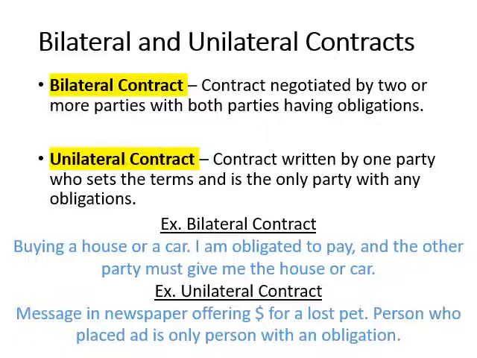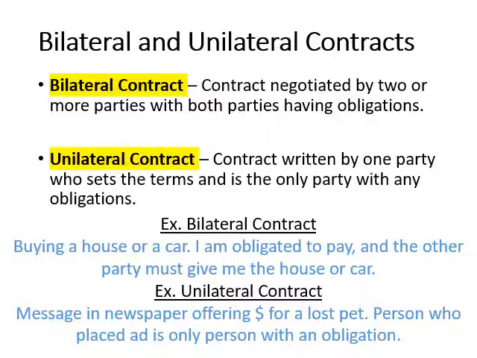Okay, so when we have a bilateral contract, that means it is a contract negotiated by two or more parties with both parties having obligations. Okay, so there's two things to really key on here. The word two, because that is the number of parties involved, or more than two, and then both parties have obligations.